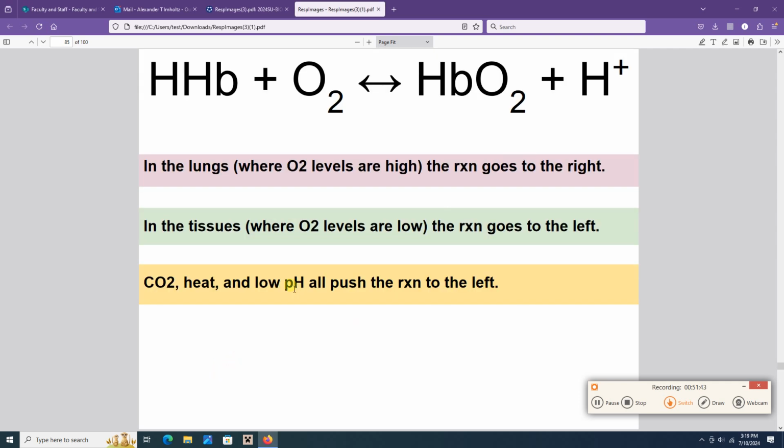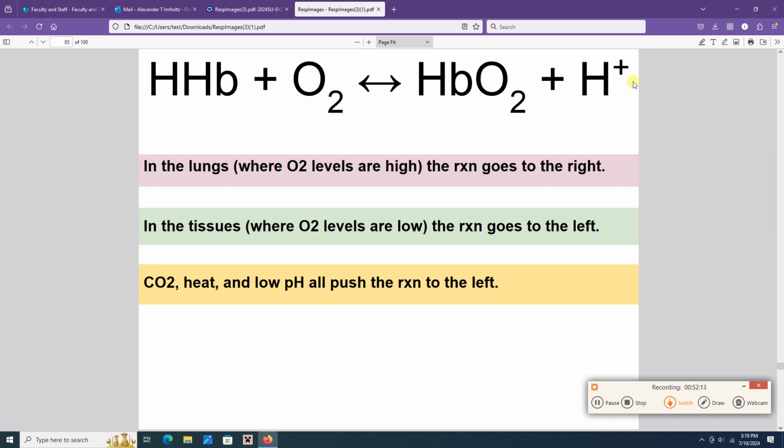Here we got a nice little chemical equation. This is reduced or deoxyhemoglobin over here. Deoxyhemoglobin plus oxygen gives me oxyhemoglobin plus a hydrogen. And notice this reaction can go in both directions because hemoglobin can pick up oxygen, but it also can let go of it. In the lungs, where we have high oxygen levels, this reaction runs to the right.